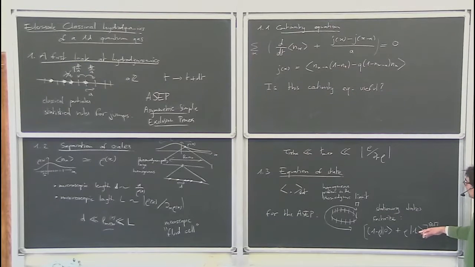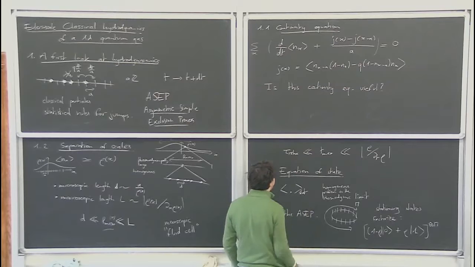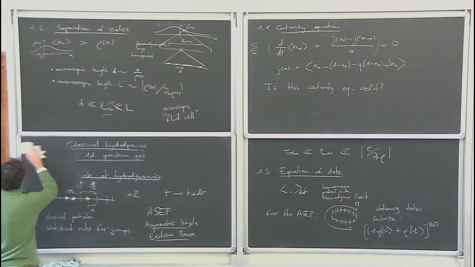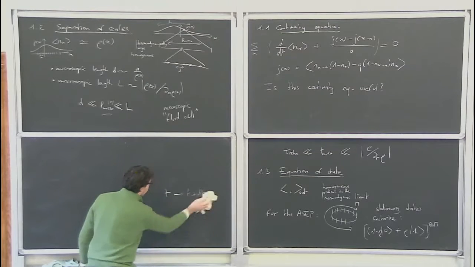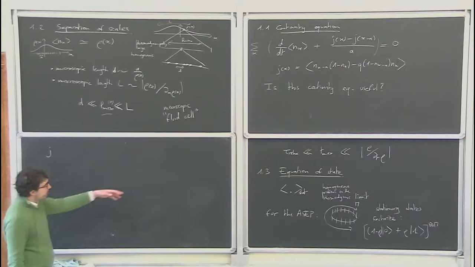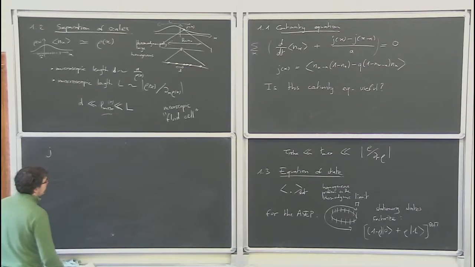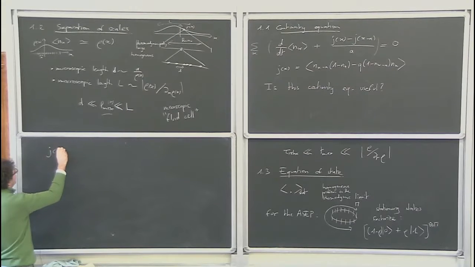Because the stationary state is so simple, it's trivial to evaluate the expectation value of the current. What you find is the current evaluated in one of those mesoscopic cells in a stationary state. I'm going to call that sometimes the local macrostate or local stationary state. Okay, but I think Bruno is calling it, where is Bruno? How do you call it?